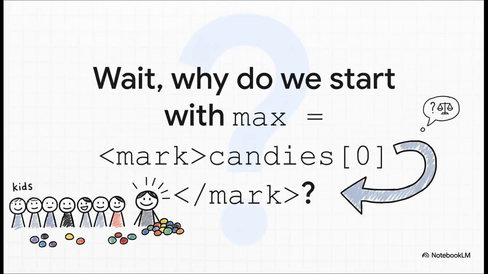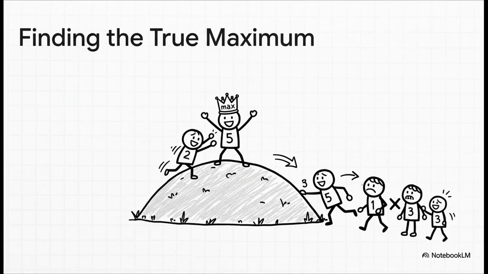Hold on a second. Why do we just start with the first kid? What if the last kid is the one with the most candies? Are we sure that's a safe way to start? That's an excellent question, Hanto. And you're right, we can't be sure they have the most, but we need some number to start comparing against. By picking the first one, we have a baseline.